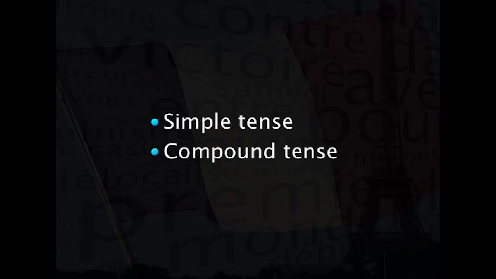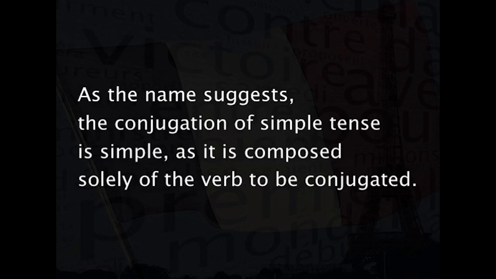The auxiliary verbs are also known as helping verbs because they help in the conjugation of compound tenses. In French grammar, there are 2 types of tenses, the simple tense and compound tense. As the name suggests, the conjugation of simple tense is simple as it is composed solely of the verb to be conjugated.